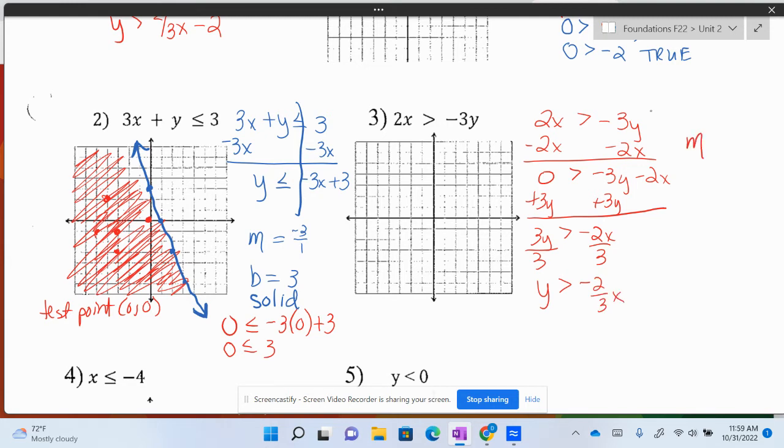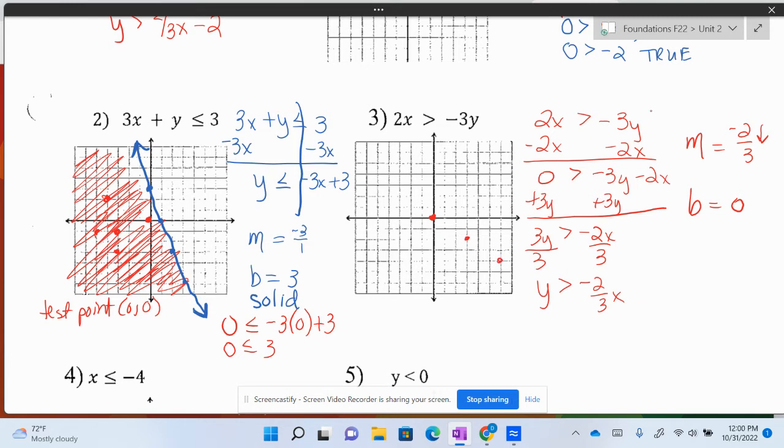What is my slope and what is my y-intercept? The y-intercept is going to be 0. Do you guys remember doing direct variation? This is a direct variation equation. My slope is negative 2/3, meaning that I'm going to go down and then to the right. So I'm going to begin at 0, 0, and go down 2 and to the right 3. Down 2 and to the right 3.